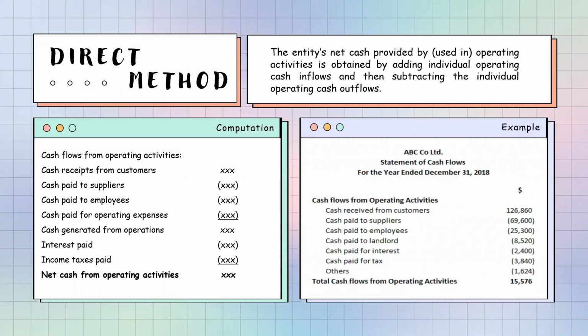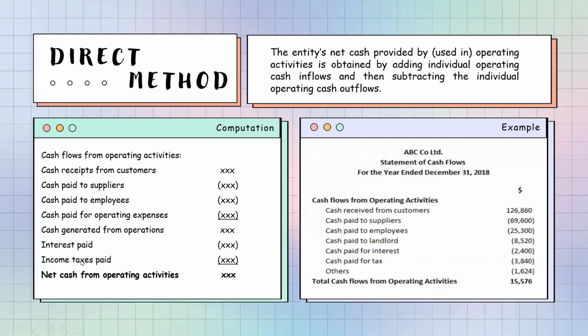So, sa direct method, ina-add natin yung mga cash inflows. Then, sinusubtract naman yung sa cash outflows. So, kung makikita nyo dito sa computation and example, sabi dito, yung cash receipts daw from customers, kita nyo dito, naka-positive siya or ina-add. And then yung cash paid to suppliers, cash paid to employees, and then yung cash paid sa operating expenses is nililess. Yung total nun, ang tawag dun is cash generated from operations.